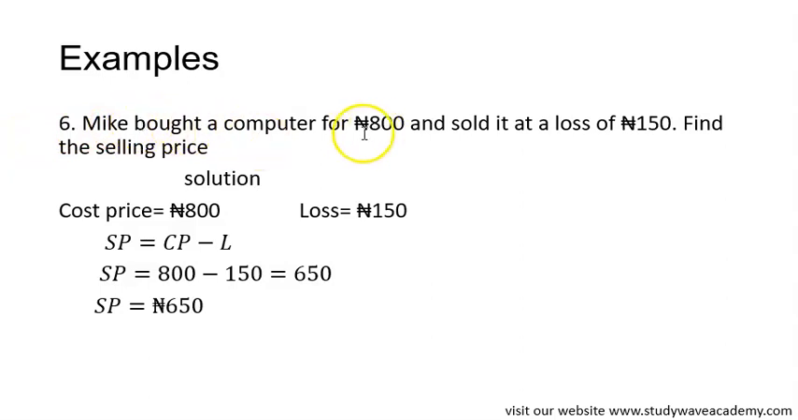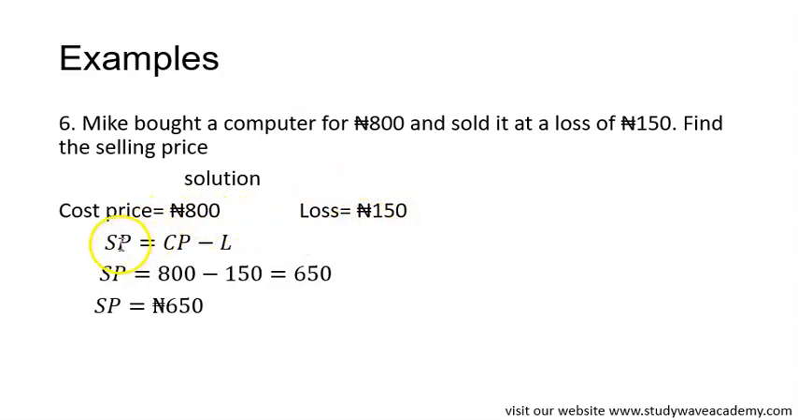Mike bought a computer for 800 naira and sold it at a loss of 150 naira. Find the selling price. Here the loss is given, not the profit, the loss. Okay? The cost price is 800 naira and the loss is 150 naira. Mike bought his computer for 800 naira. And now we are looking for the selling price, how much he sold it for, because the loss here is 150 naira. He lost 150 naira.